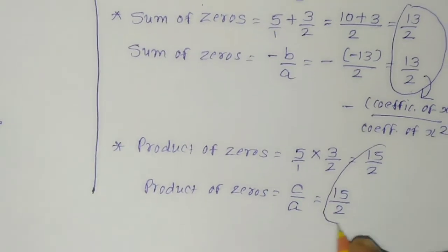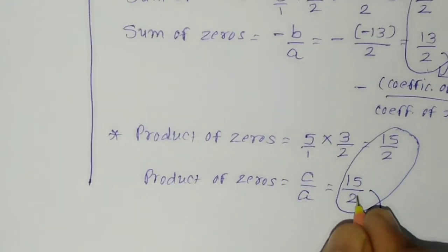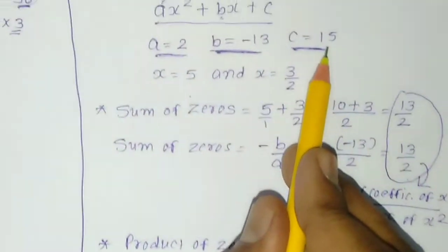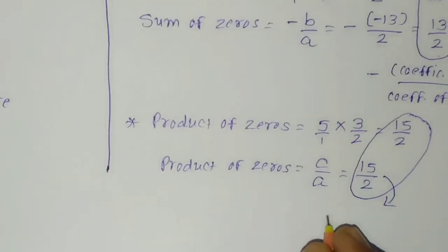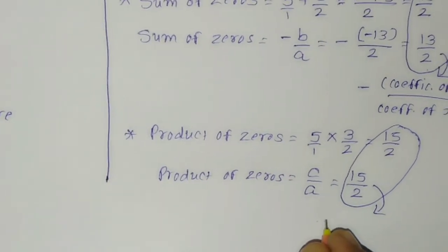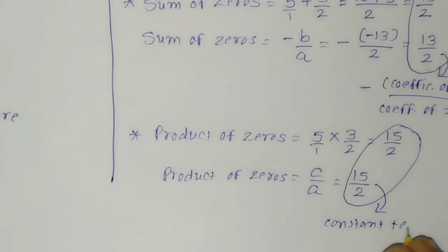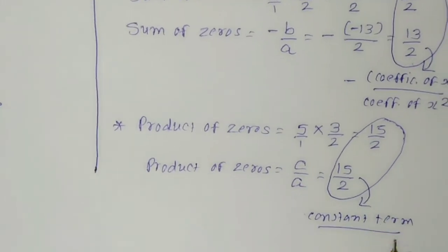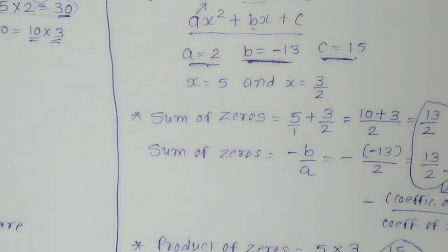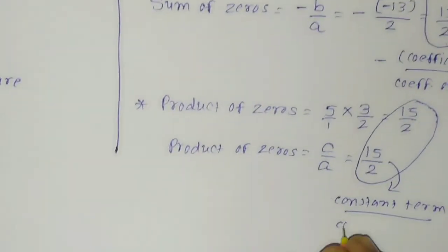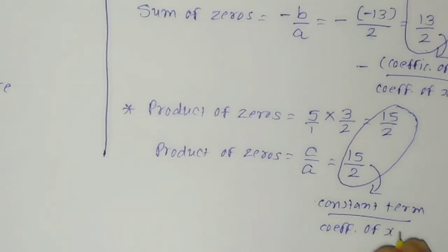It is the same from both. So here I should write it. What is 15? 15 is the coefficient of the constant term. So I should write constant term upon 2. 2 is a, and a is the coefficient of x square. So I should write, in short, coefficient of x square.